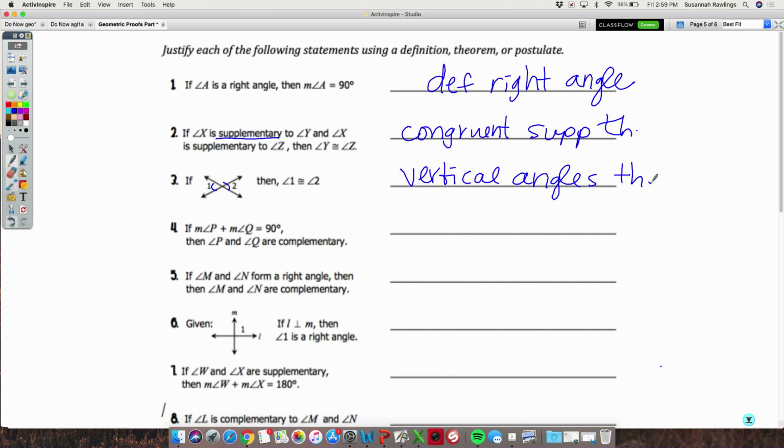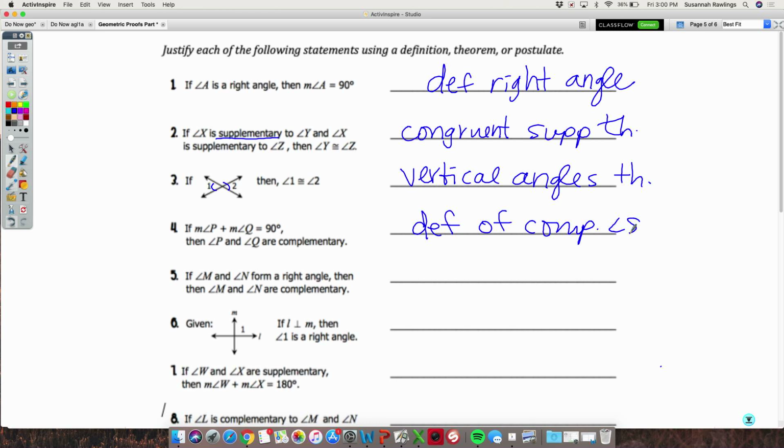Okay, number 4, it says if they are equal to 90 degrees, then they are complementary. Can we see what you get for that one? Definition of complementary angles. Good. Definition of complementary angles.